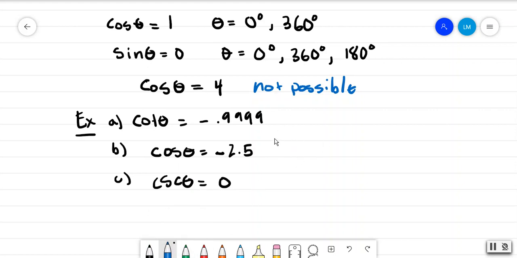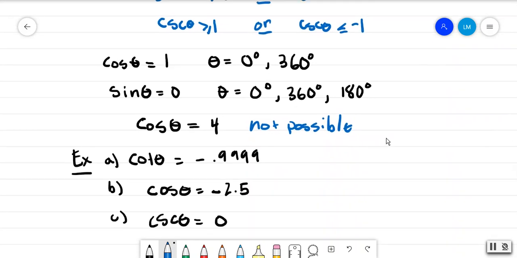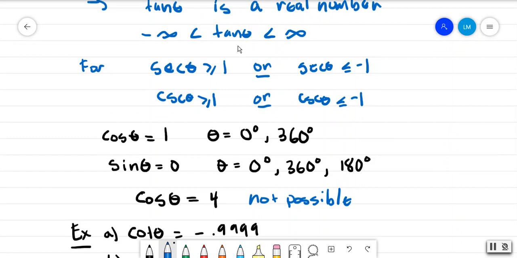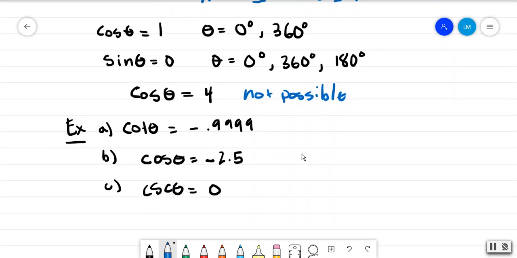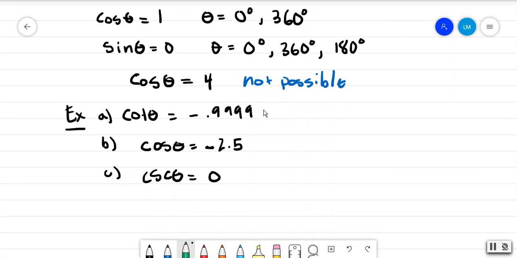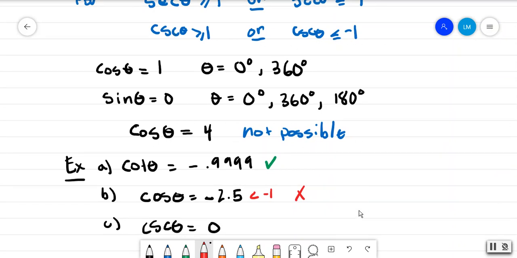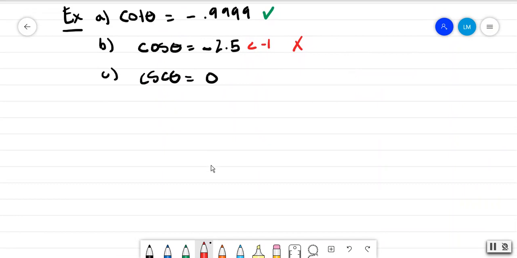Well, if we go through the process of looking at these values, notice that if tangent of theta is a real number, that by implication means that cotangent of theta is a real number. So this right here is possible. But cosine of theta equals negative 2.5 is actually less than negative 1, which means that this is not possible. Cosecant of theta, look at it like this. This can't be possible because we said that it has to be greater than or equal to 1 or less than or equal to negative 1. So there's no way that those values will ever equal 0. So that's not going to be possible at all either.